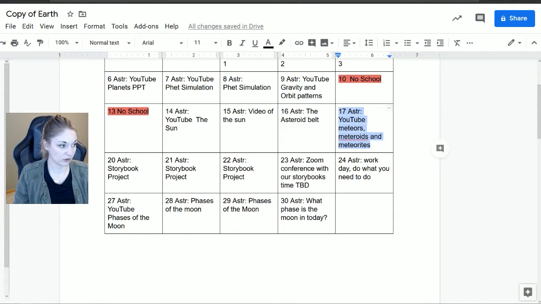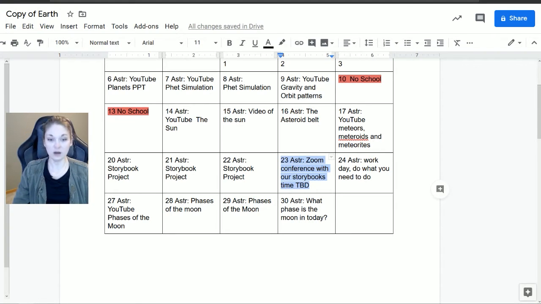And then, like I said, you're going to be writing a storybook. You'll have all next week to work on this storybook. And then if you look at the 23rd, I would like to host a live Zoom meeting where we would be sharing these stories with one another. So the goal is to have this done by the 23rd.